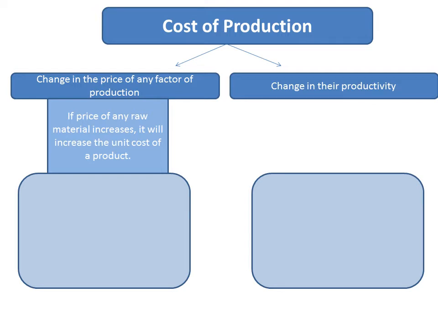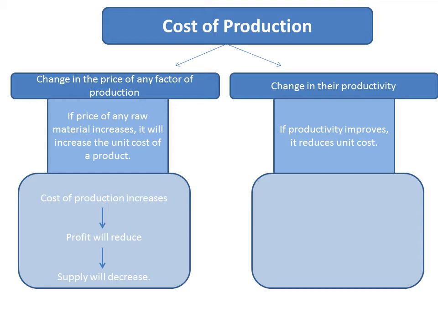If the price of any raw material increases, it will increase the cost of production and the unit cost of the product will also increase. When the cost of production increases, the profit of the supplier will reduce, so he will supply less. Supply will decrease. So when cost of production increases, supply will decrease, and when cost of production decreases, supply will increase.